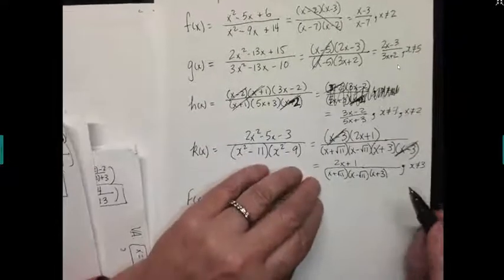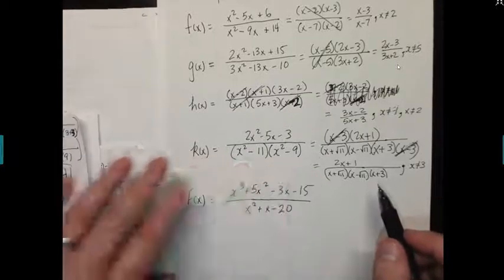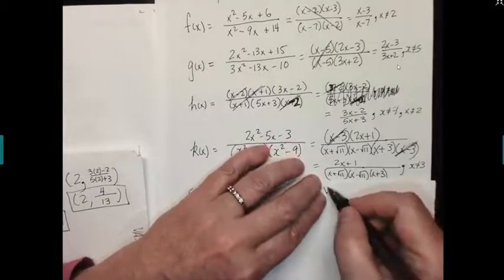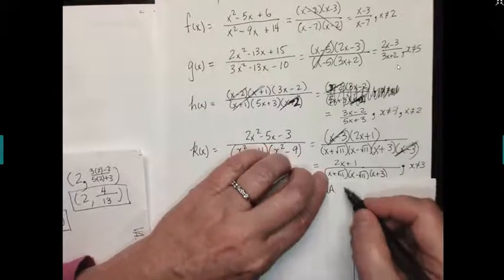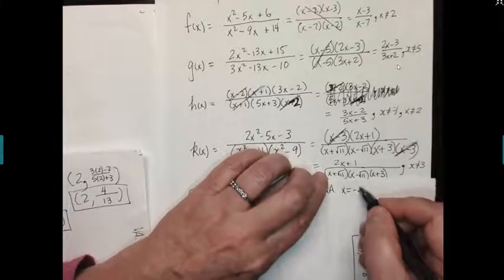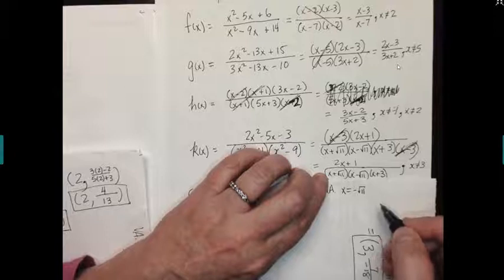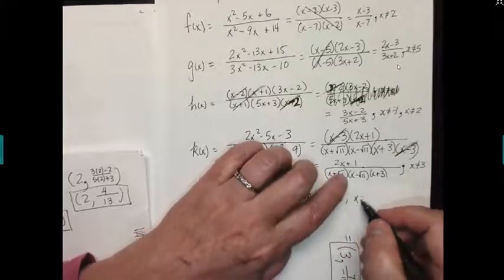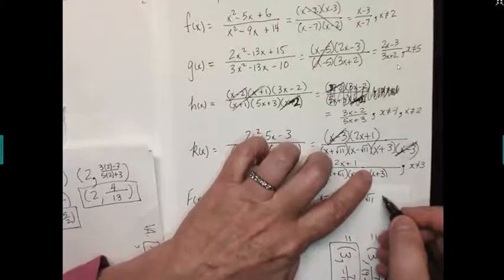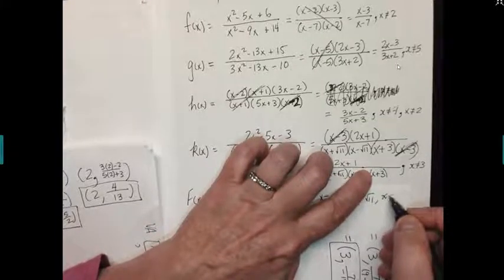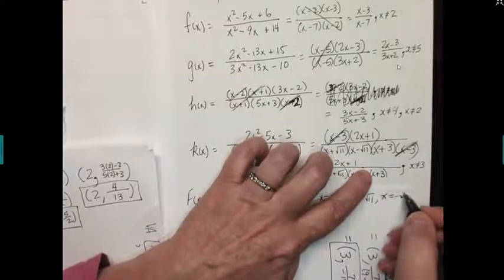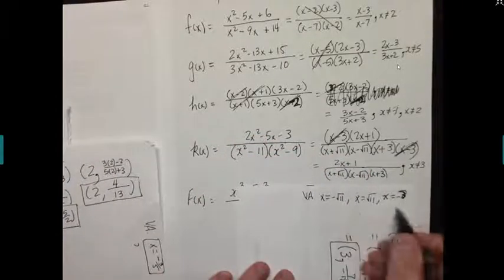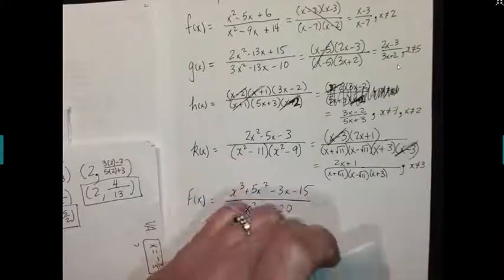Okay, vertical asymptotes are found at real zeros of the denominator after cancellation. So my vertical asymptotes are going to be x is equal to the negative square root of 11. That's a line, and that's the exact answer. x is equal to the square root of 11, and x is equal to negative 3. Those are my exact answers, and I have 3 vertical asymptotes.